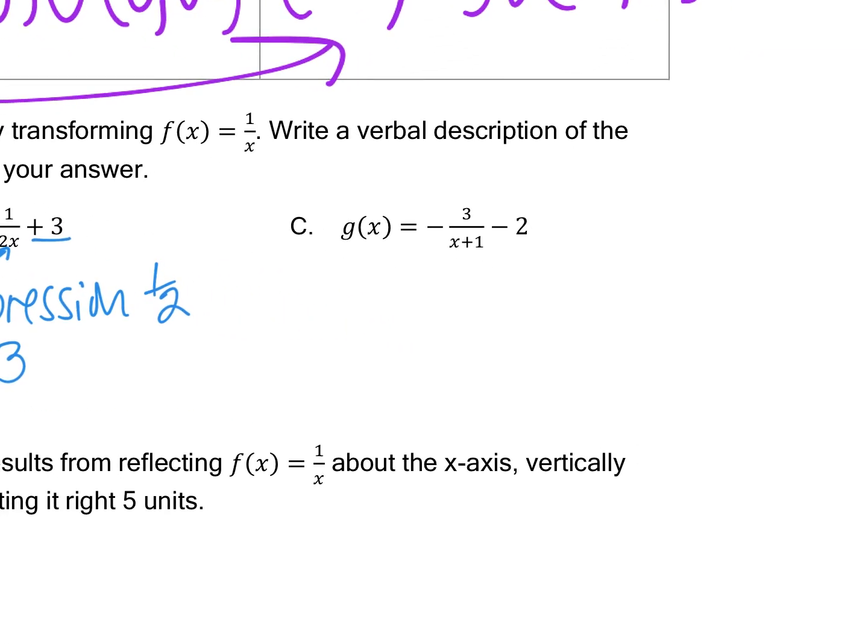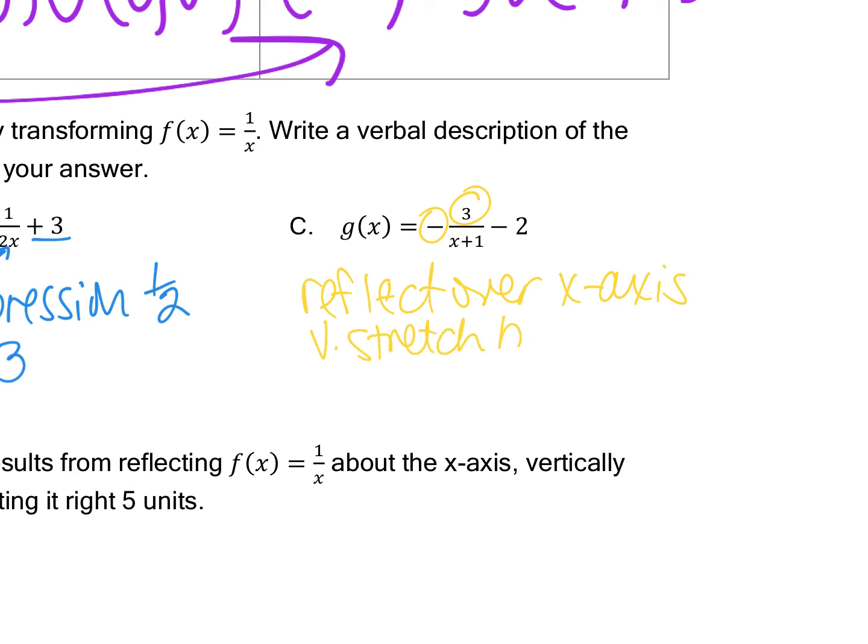Okay, so c, the negative is a reflection over the x-axis. The 3 on the top is a vertical stretch by 3. And then in the denominator is x plus 1, so the opposite would be left 1, and then the -2 after the fraction would shift it down 2.